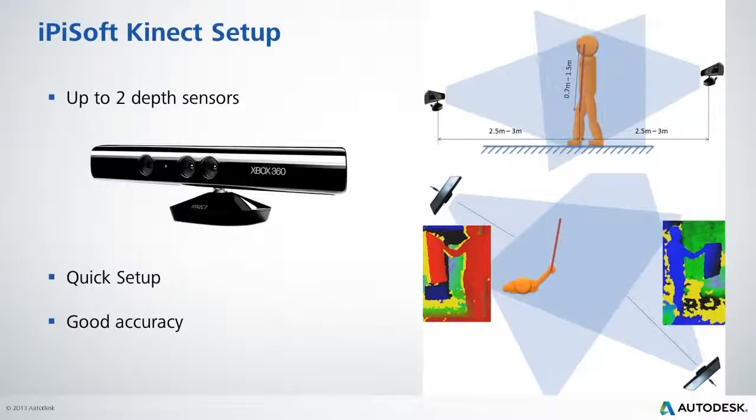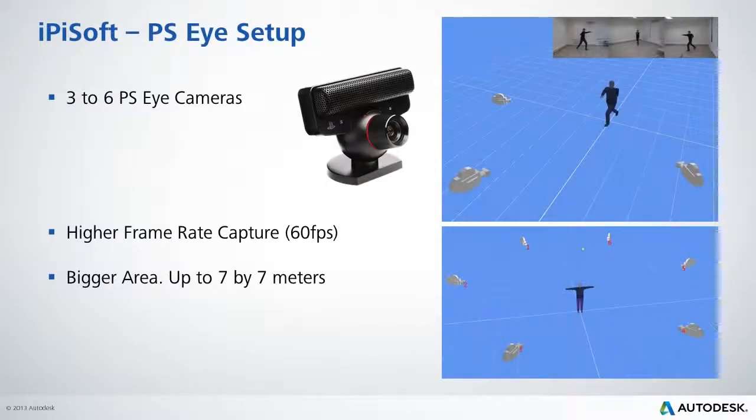You do the capturing, and then you have to do a bit of post-processing within the IPI Soft, which in theory should get rid of a lot of the jittering and gives you a proper motion capture file which you can then use in MotionBuilder. On a side note, it also supports PSI cameras, which results in a higher frame rate capture, so 60 frames per second as you can read there, and a bigger capturing area.